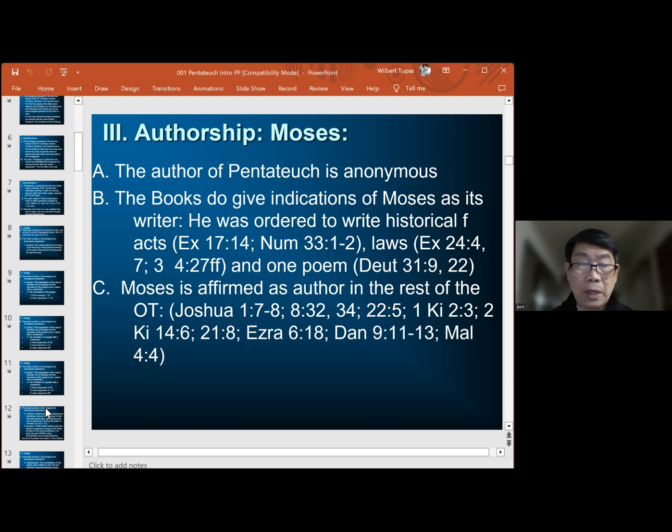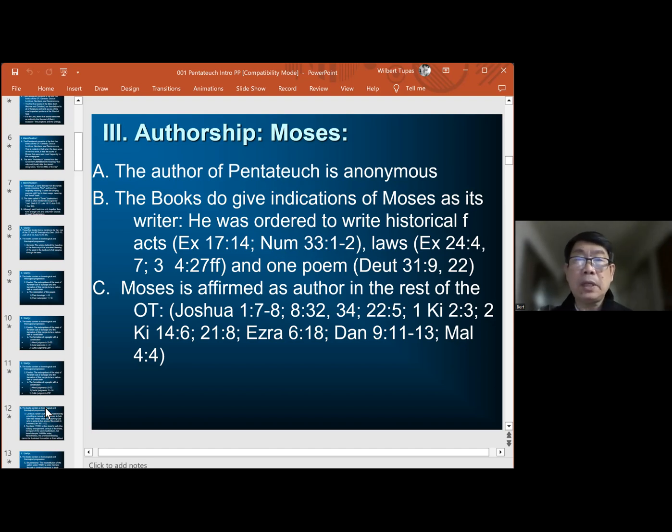Numbers chapter 33, verses 1 and 2: the Lord commands Moses to record the stages of Israel's journey from the time they came out of Egypt. Deuteronomy chapter 31, verses 9 and 22: the text says that Moses wrote this law and gave it to the priests and commanded them to read this law in front of all Israelites who appeared before the Lord.